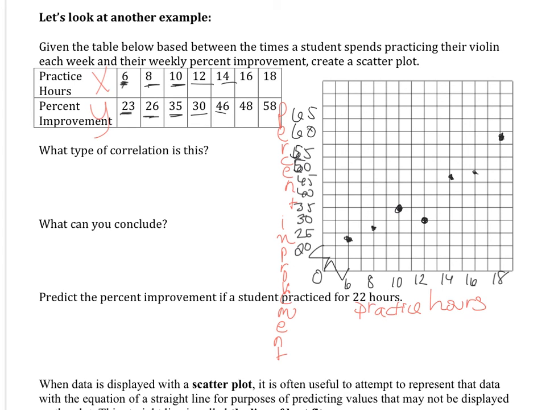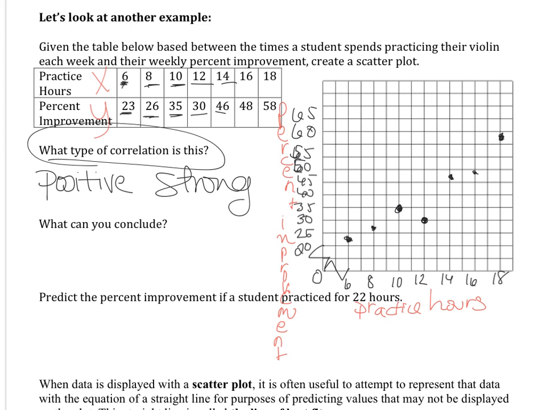So, you have 3 questions that I want you to answer. What type of correlation is this? What would you tell me? You're going to hopefully tell me it's positive. Now you're going to tell me it's strong or it's weak. You're going to tell me? Strong. Because my data values are pretty close to forming a straight line.